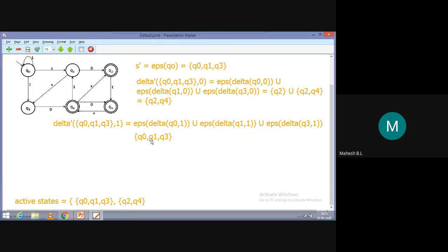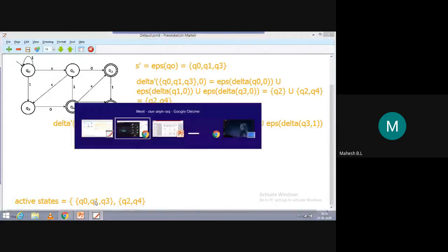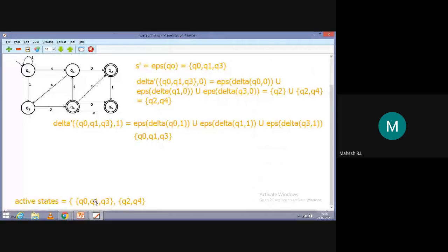Should this q0, q1, q3 be added to the set of active states? It need not be added because it is already a part of the set of active states. This is not a new state. This is already existing in the set of active states, so it need not be added. Is this much clear to you?